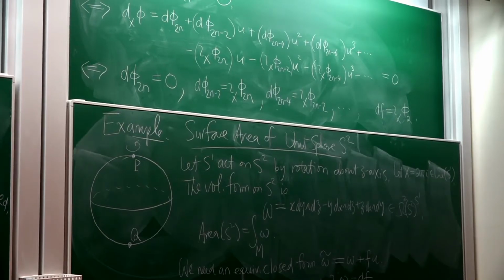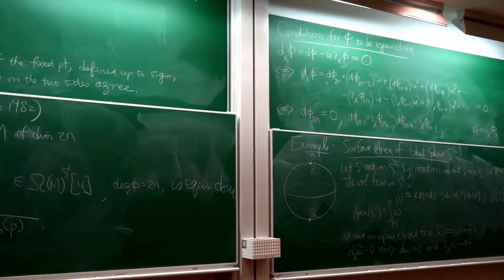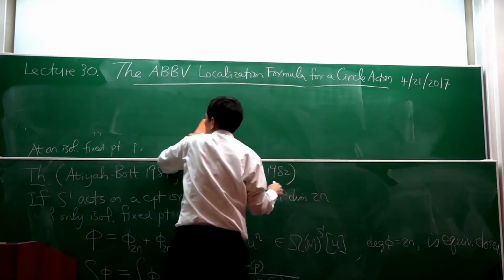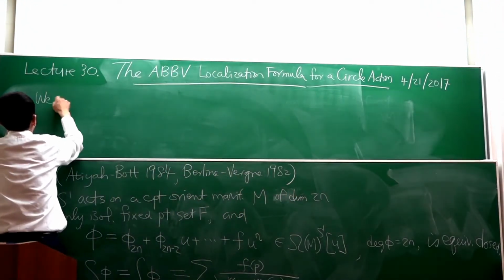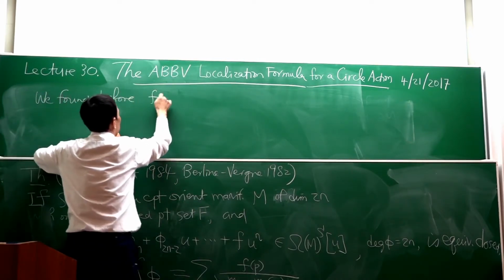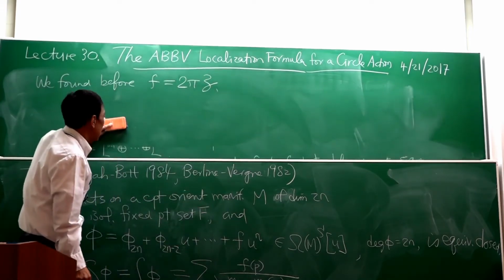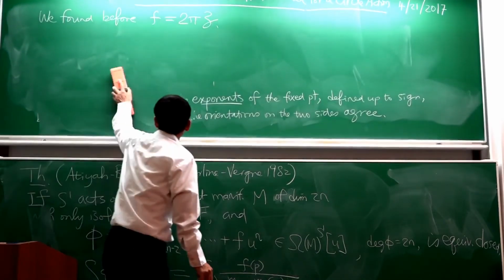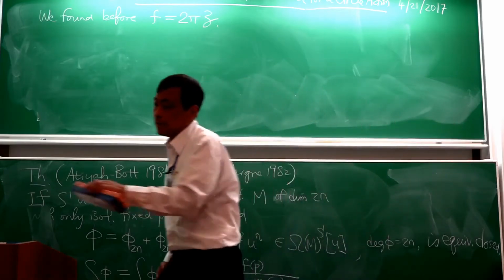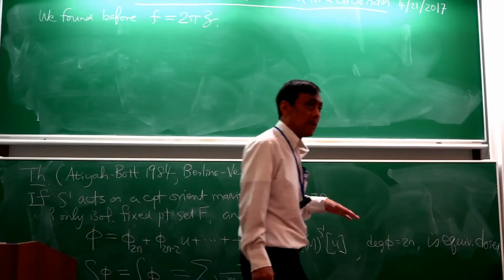So we found before that f is 2 pi z. Now, okay, now we have to find the exponents at the North Pole and the South Pole.